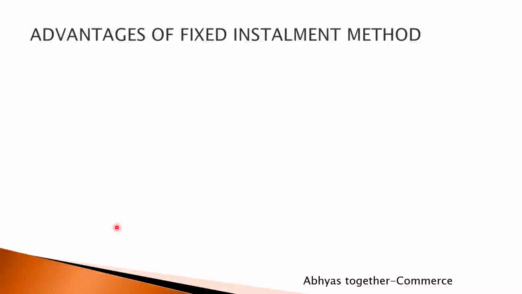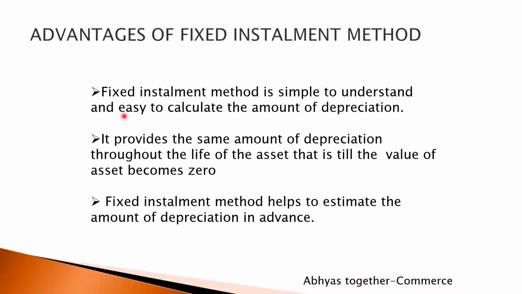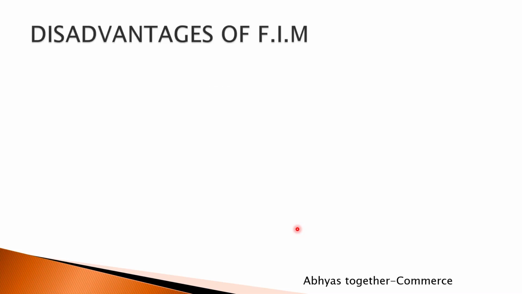Then moving to the advantages of the fixed installment method. This method is very simple to understand and easy to calculate the amount of depreciation. It also provides a fixed amount of depreciation throughout the lifetime of the asset. Till the value of the asset becomes zero, we calculate the same amount as depreciation or the same percentage as depreciation. And it is very easy to estimate the amount of depreciation in advance under this method. We can actually estimate what the depreciation will be even before we charge it.